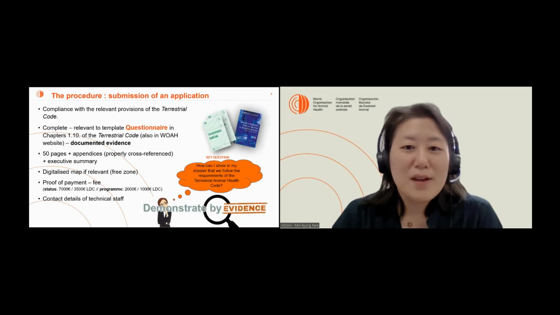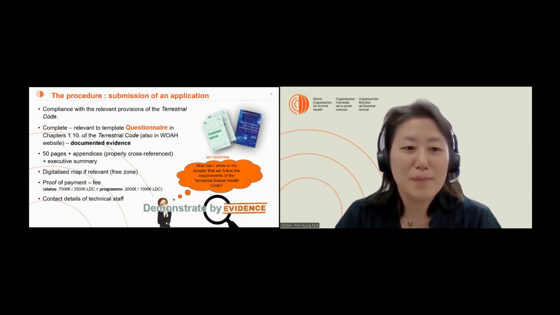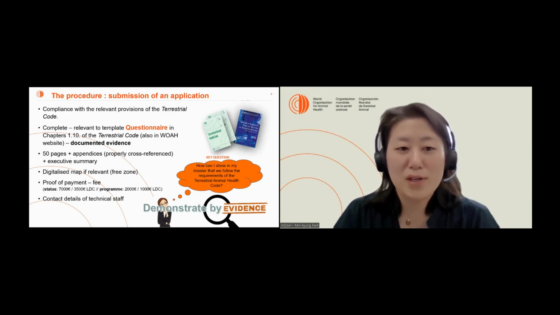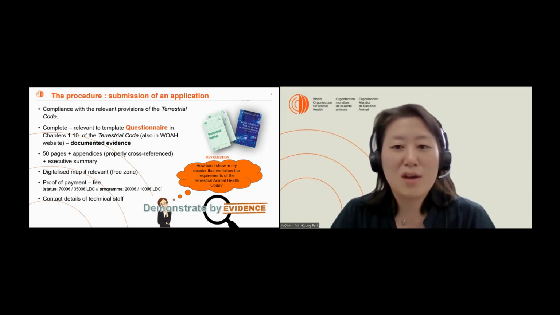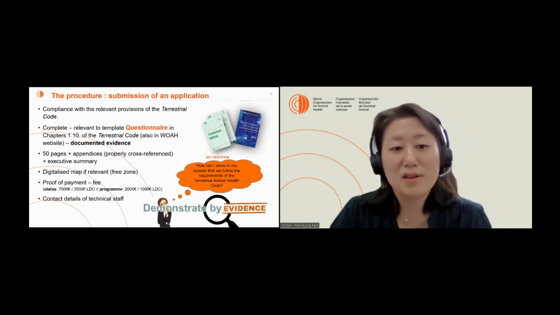So for submission of an application, this is just summarizing the key points of what an application will consist of. An application is to, as I mentioned already, demonstrate compliance with the relevant requirements of the Terrestrial Code. There is a dedicated questionnaire also within the Terrestrial Code, chapter 1.10, where there is a list of questions divided into different sections for the member to provide information on answering questions, so that this evaluation can take place in a comprehensive and informative manner.